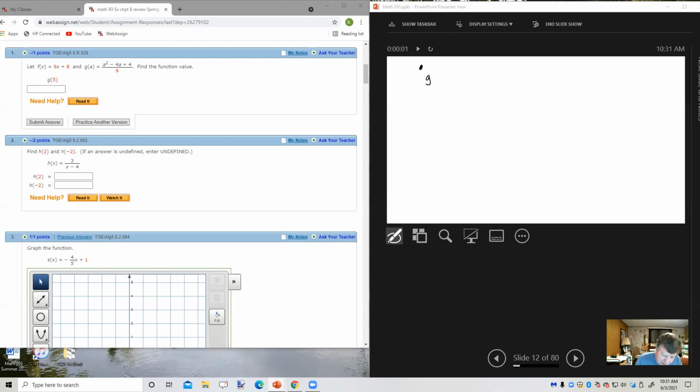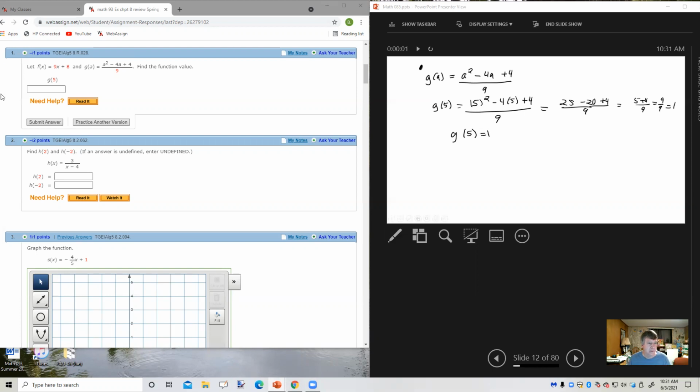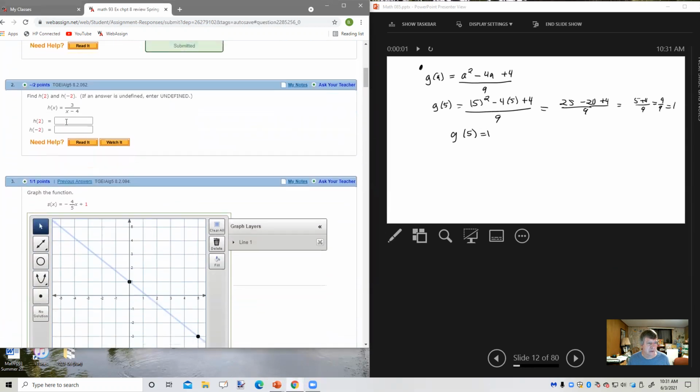So using g of a equals a squared minus 4a plus 4 all over 9, g of 5 would be 5 squared minus 4 times 5 plus 4 all over 9, which is 25 minus 20 plus 4 all over 9, which is 5 plus 4, 9 over 9, which is 1. So g of 5 equals 1. So let's put our answer in there and see what it says. It says correct. All right, let's go on to number 2.